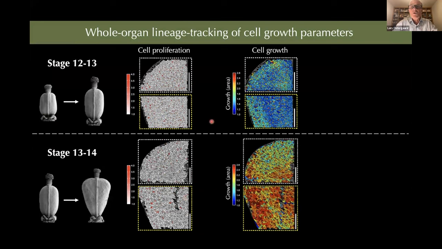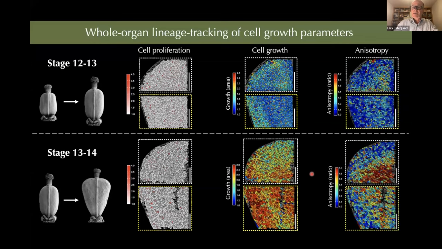Similar with cell growth. Cell growth is not particularly pronounced in the early stages of development, but much more pronounced later on, and in particular here, as you can see, at the basal part of the fruit. But when we look at anisotropy, that's the direction of growth, where we take the length divided by the width of the cells, we can then record the directionality of growth. And here, very interestingly, we can see at the basal part a very high level of directional growth towards the valve tips, the tips of the fruit here, where the heart will form during this stage of development.